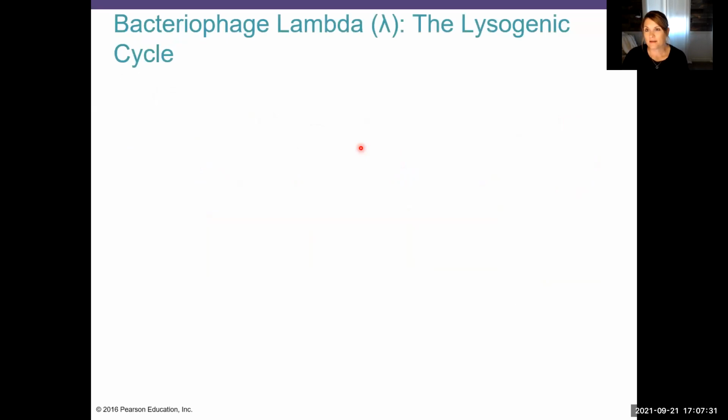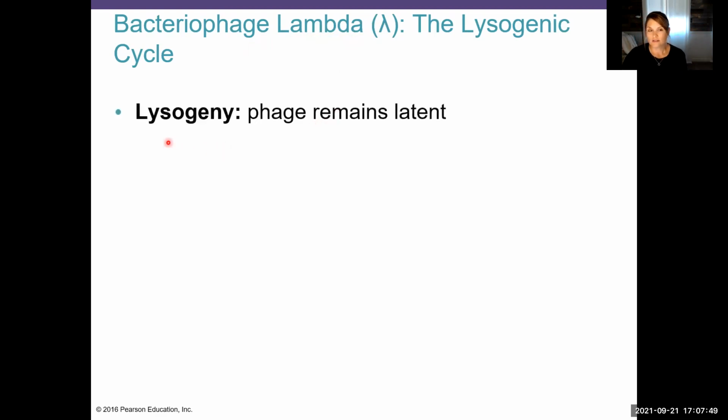Okay. So another type of bacteriophage called lambda undergoes the lysogenic cycle. Okay, so this is just another kind of bacteriophage, another family of bacteriophage called lambda. The first one was called T-even phages. This is called lambda phages. Okay, so I'll show you an example of the lysogenic cycle here. So lysogenic or lysogeny means that the phage remains latent, which means dormant. So it's not reproducing right away.